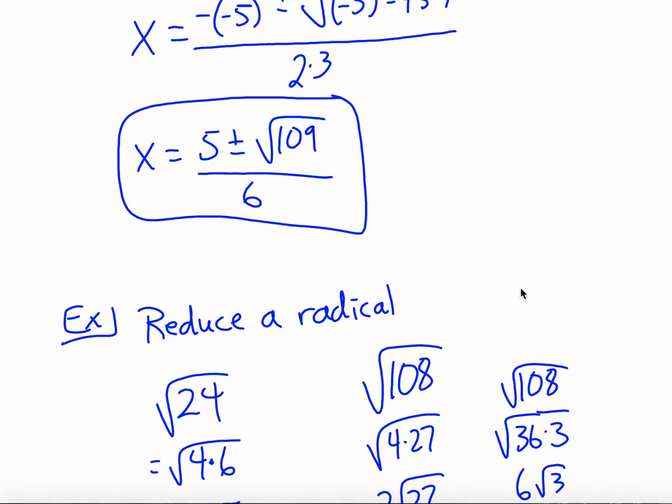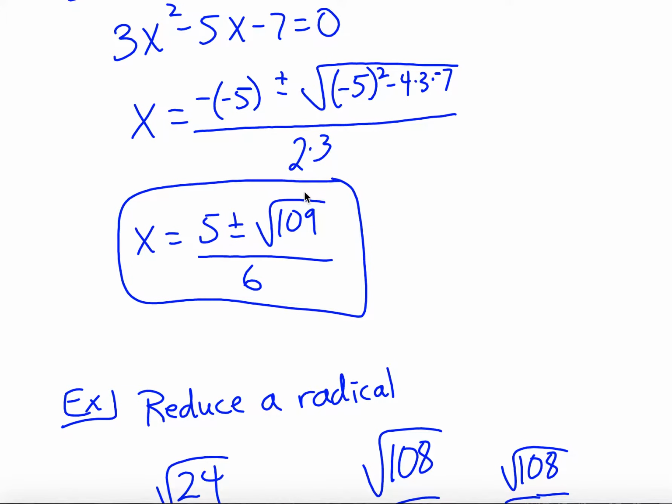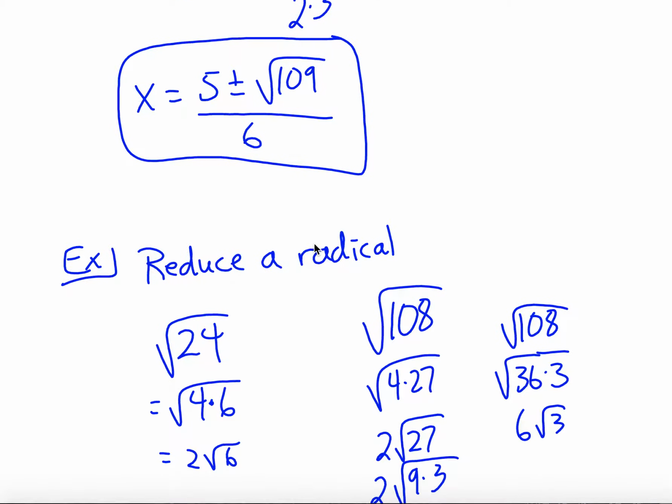You don't need to reduce the radicals, in my opinion. They're fine this way. In fact, this one doesn't reduce because 109 is not a number that will have a perfect square in it. You're only going to look for perfect squares.